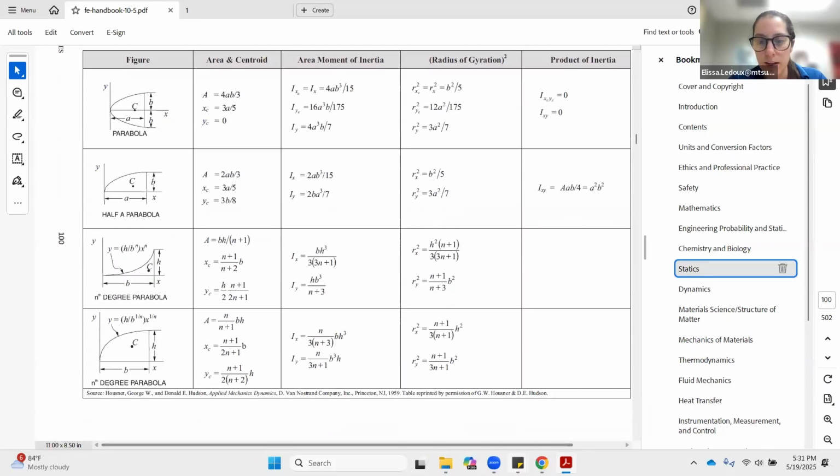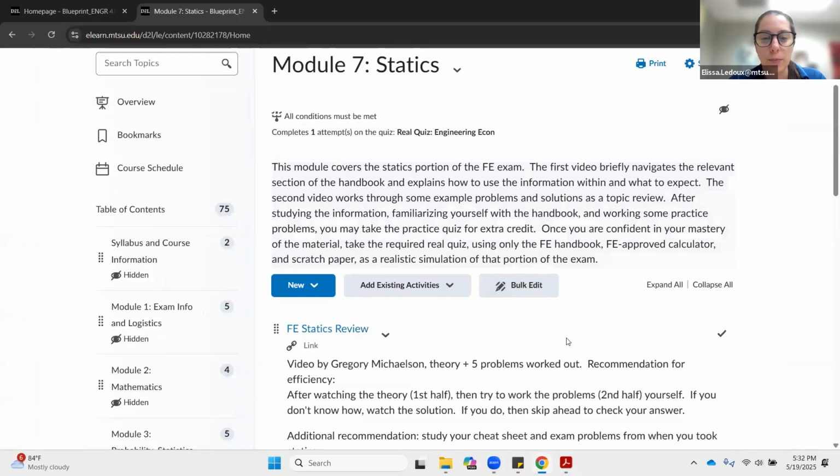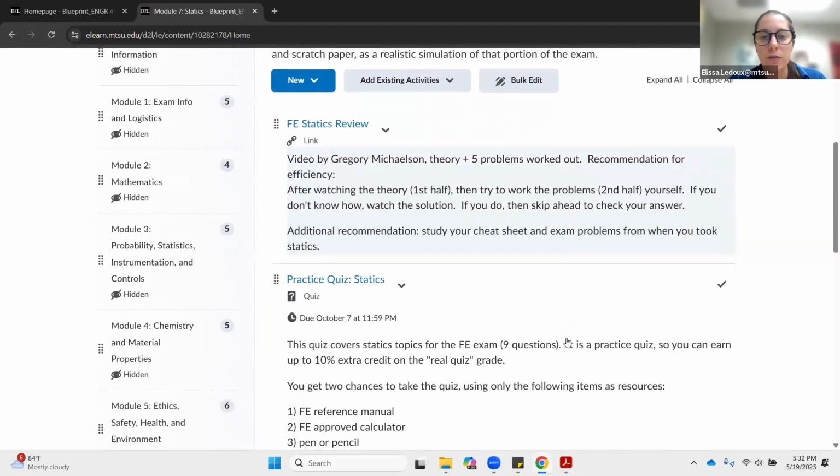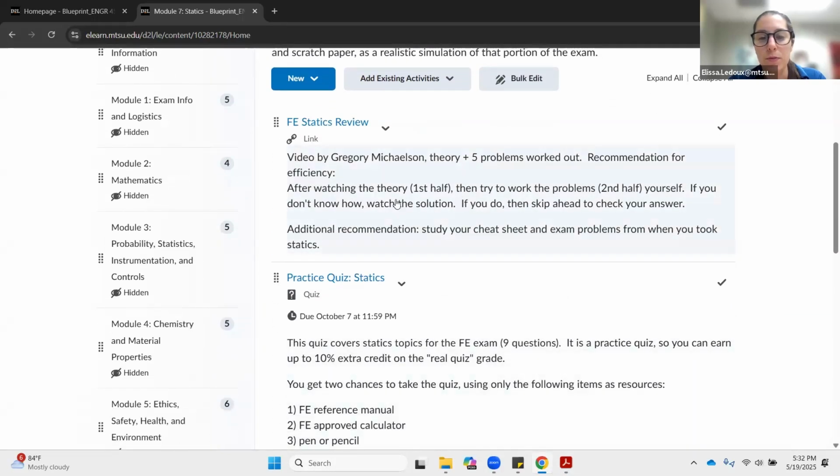So looking back now at the actual chapter, there is a statics review here. There's 5 problems worked out, but there's some theory. So I would say go ahead and watch the theory part just to get a good overview of everything. And then when you're studying the problems, pull the problem up, try to work it yourself. If you're totally lost, then watch the solution. But if you can do it, then just skip ahead and see if you got the answer right. That'll be a little bit faster than watching the whole video all the way through.